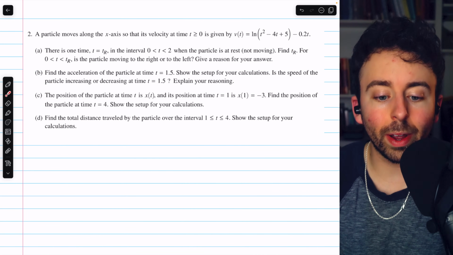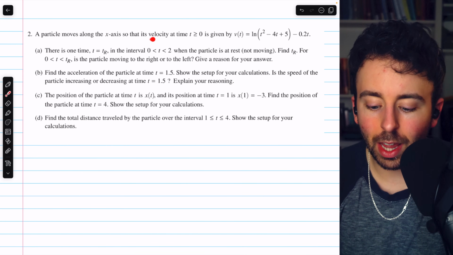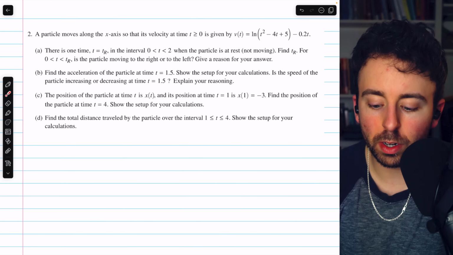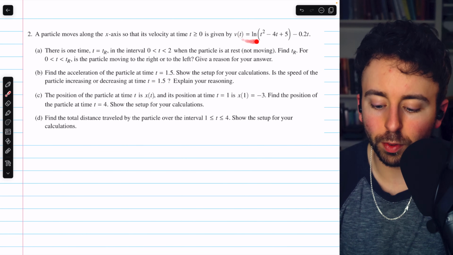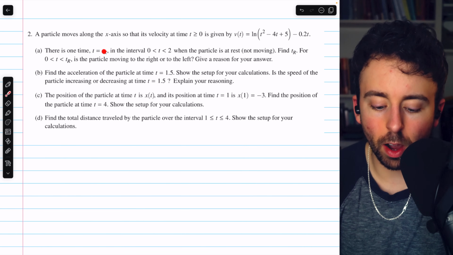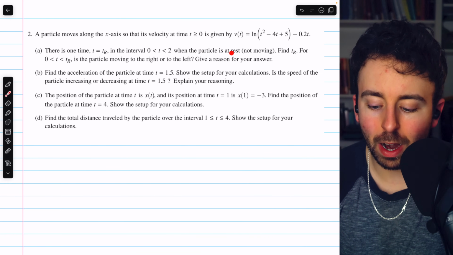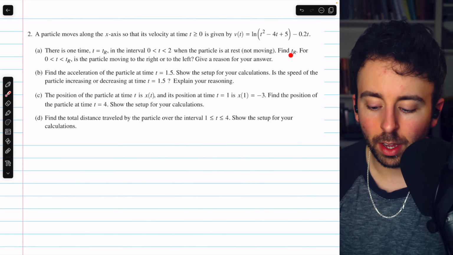Moving on now to question 2. A particle moves along the x-axis so that its velocity at time t greater than or equal to 0 is given by this function v of t. Part A says there is one time, t_R, in the interval from 0 to 2 when the particle is at rest. We are asked to find this time when the particle is at rest.